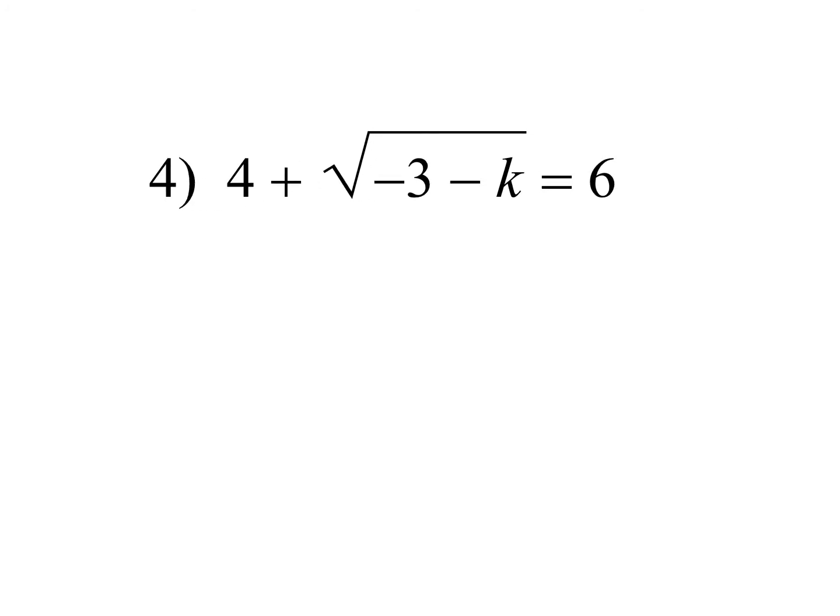Number 4. What should we do first? Subtract 4. So square root of negative 3 minus k is equal to 6 minus 4, which is 2.